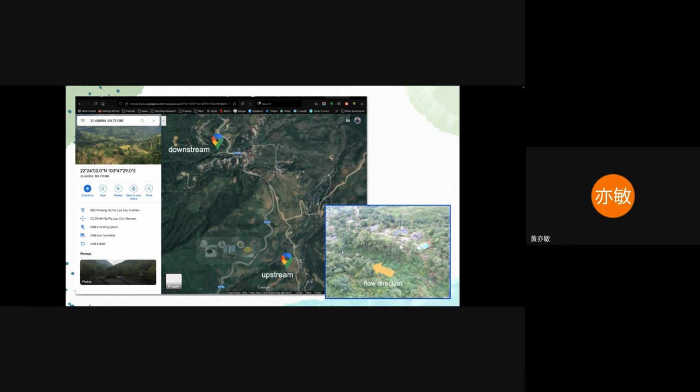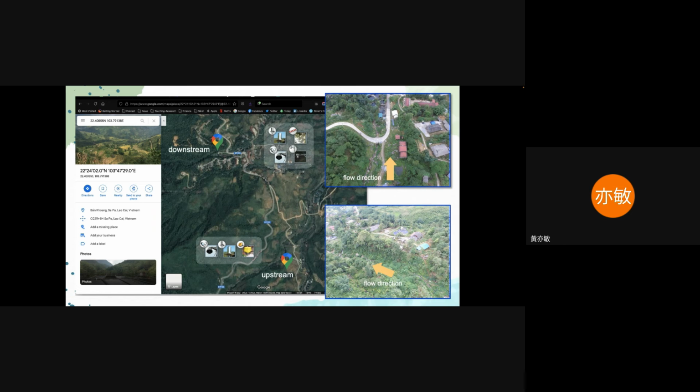And we set our monitoring location at the downstream. So for upstream, we have sensors to measure the rainfall and to capture the signals of the geophones. In the downstream we also have the rain gauge and the geophones.